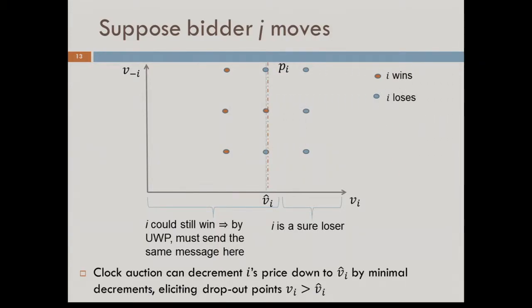So that's how the clock auction will reduce the price. Now we learned that if the bidder's value is above VI hat, we learn exactly what it is. If it's VI hat or lower, we learn nothing about it.